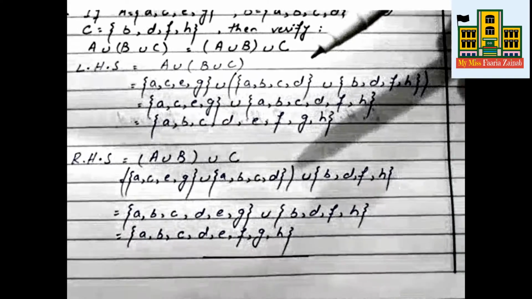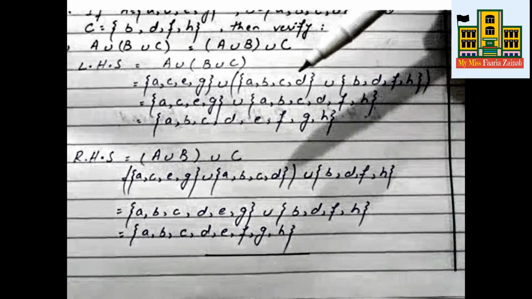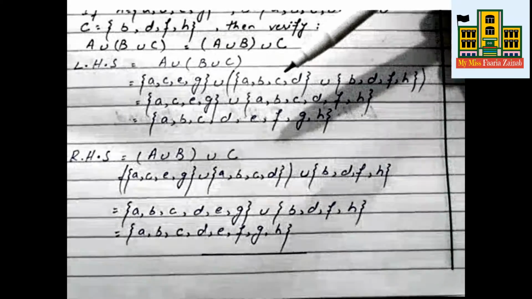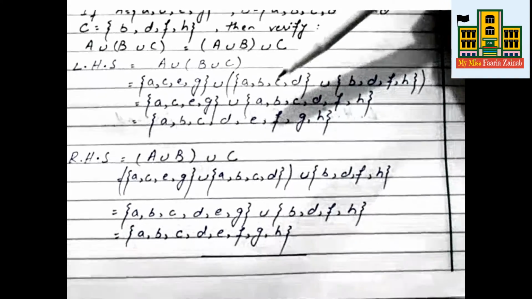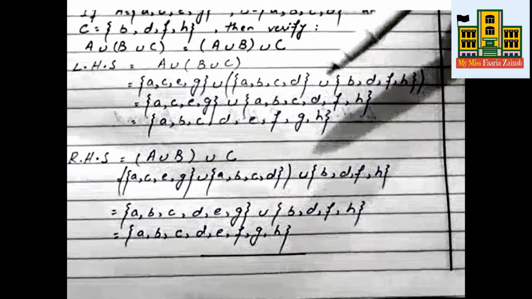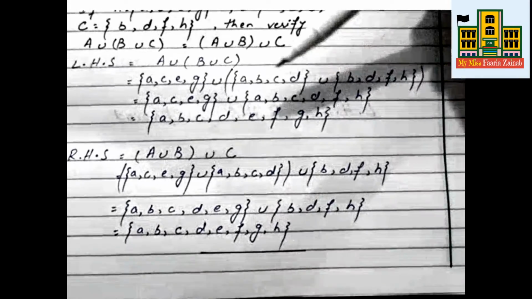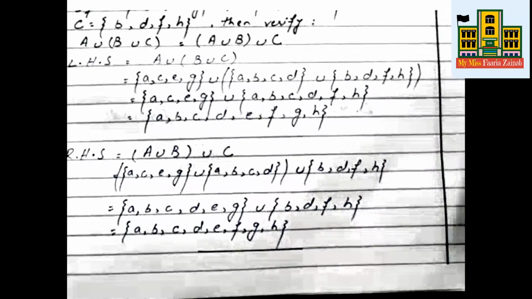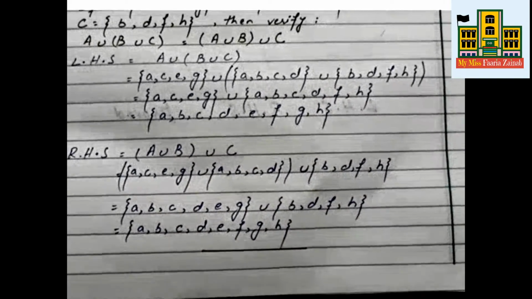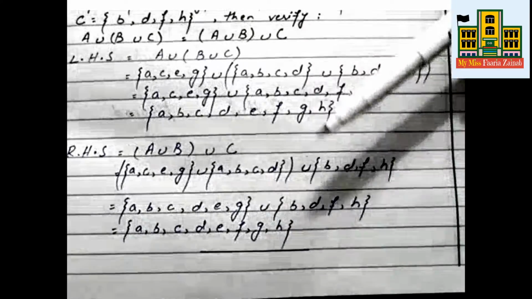We know that in union we will write all the values of both the sets. So in B union C we will write the values of B as well as C, but only once, and then we will take the union with A. We have A, B, C, D, E, F, G, H, which are the members of A, B and C.